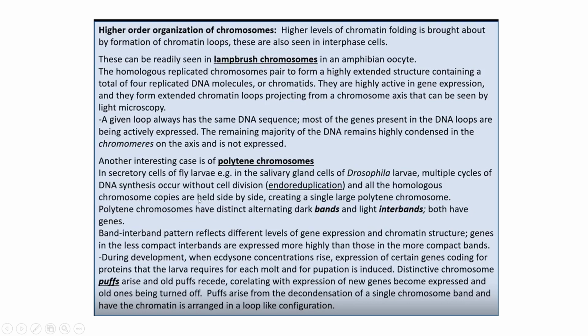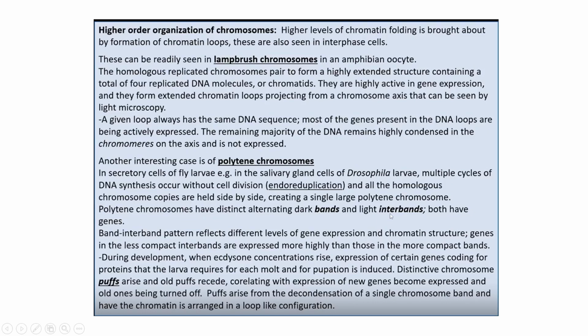And those DNA copies are held side by side with each other to form a large polytene chromosome. The individual replicated DNA forms a large structure. And this polytene chromosome has a dark band and a light band.